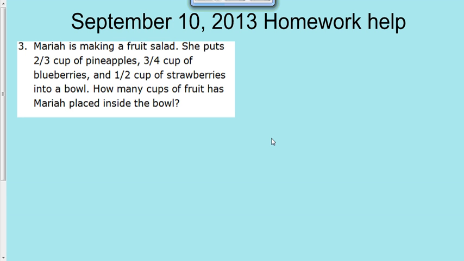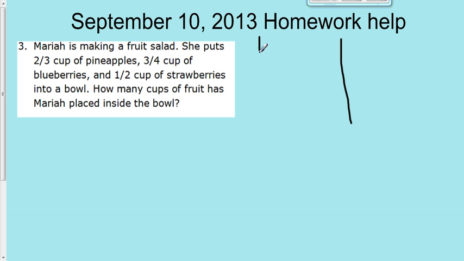Looking at number 3, Mariah is making a fruit salad. She puts in 2/3 cups of pineapple, 3/4 cups of blueberries, half a cup of strawberries into a bowl. How many cups of fruit has Mariah placed inside the bowl? Okay, for this we need to start off with our storyboard.